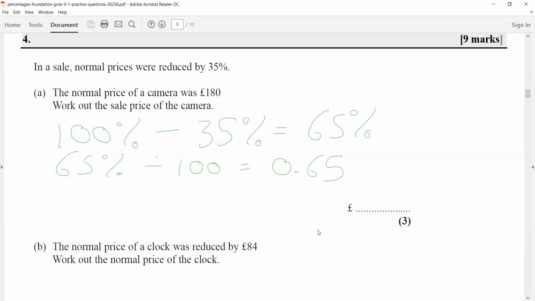Okay, the normal price of a camera was £180. Work out the sale price. So this is what it normally costs. My sale means take off 35%, so I'm then going to multiply by my multiplier. If you wanted to, you could just use the 65% button instead. So 180 multiplied by 0.65 is equal to £117, which is then what you're paying after the sale.